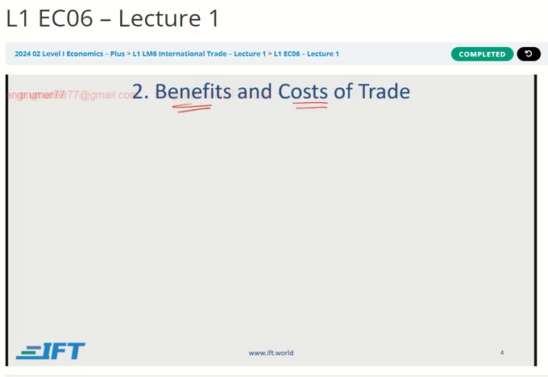Now, the benefits are very, very interesting. And I would like to start with the example of France and Belgium. This is, of course, a hypothetical example. Let's say Belgium can produce 10 units of chocolate and 10 bottles of wine. And France can also produce 10 units of chocolate and 10 bottles of wine.